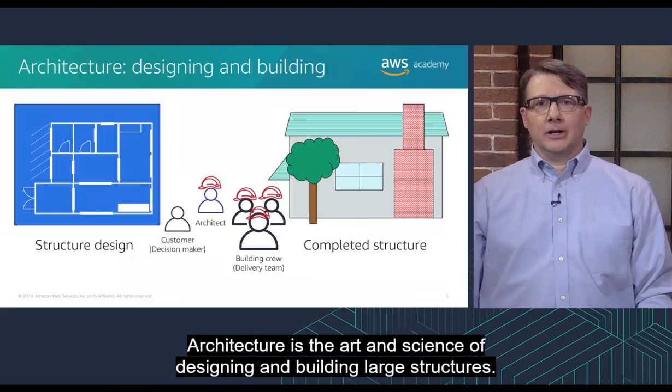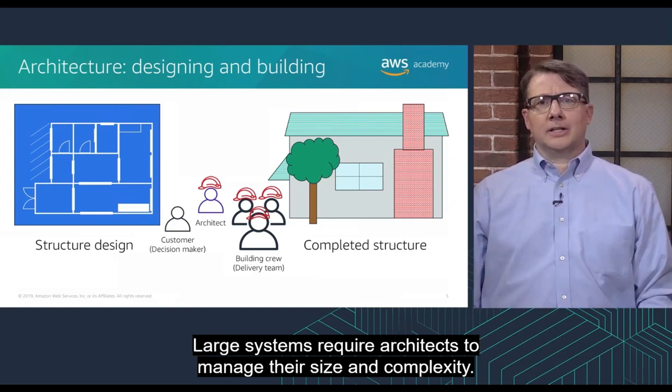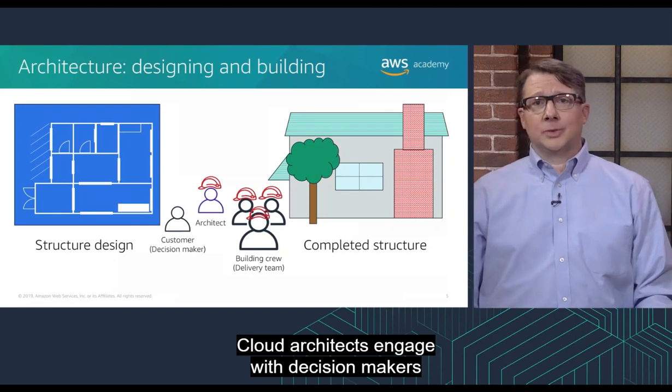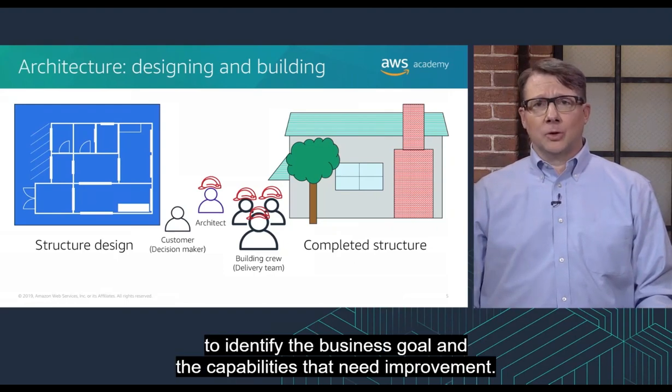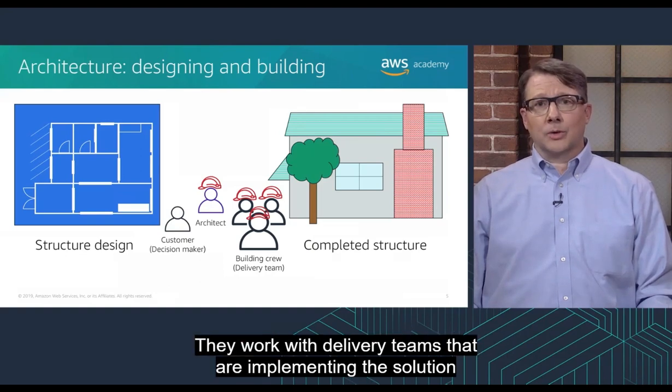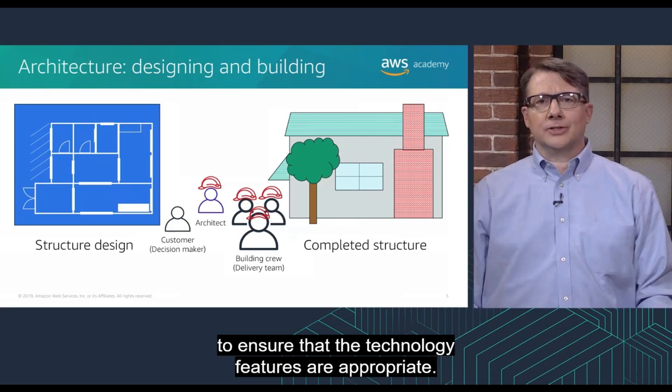Welcome to Module 9, the AWS Well-Architected Framework. Architecture is the art and science of designing and building large structures. Large systems require architects to manage their size and complexity. What do cloud architects do? Cloud architects engage with decision makers to identify the business goal and the capabilities that need improvement. They ensure alignment between technology deliverables of a solution and the business goals. They work with delivery teams that are implementing the solution to ensure that the technology features are appropriate.